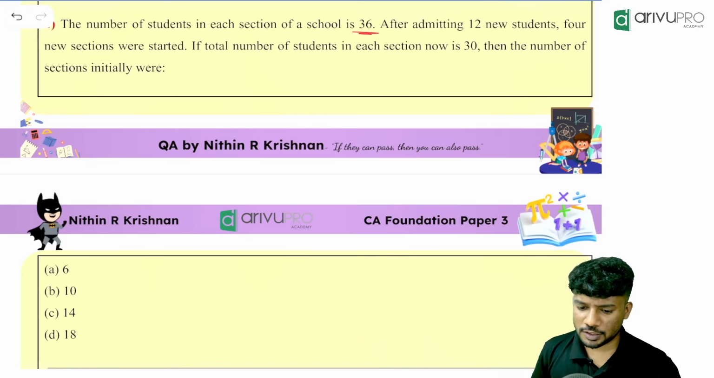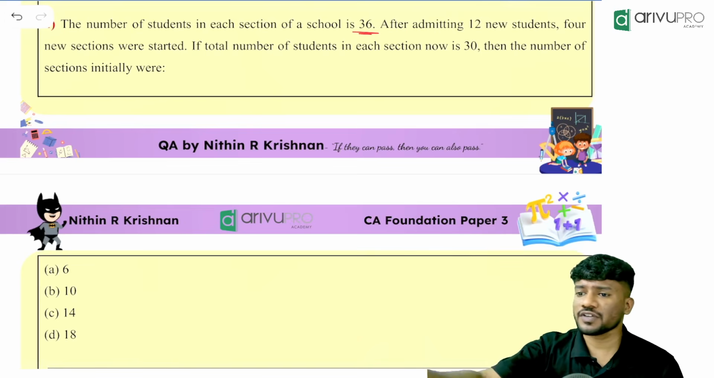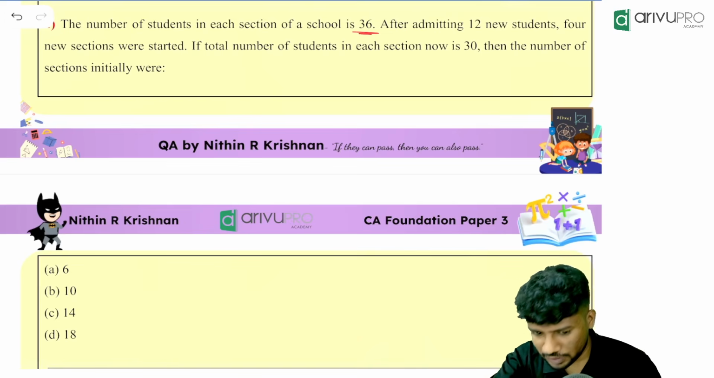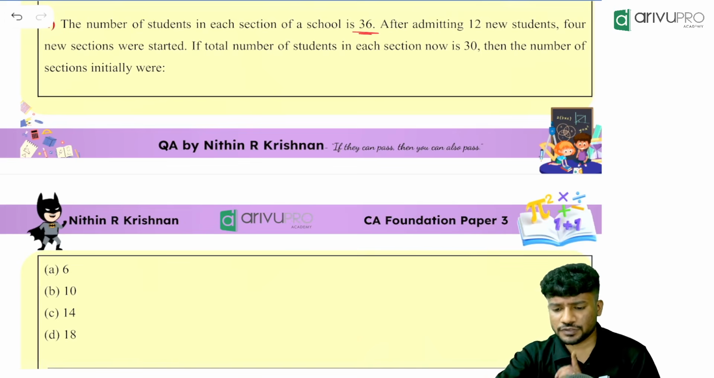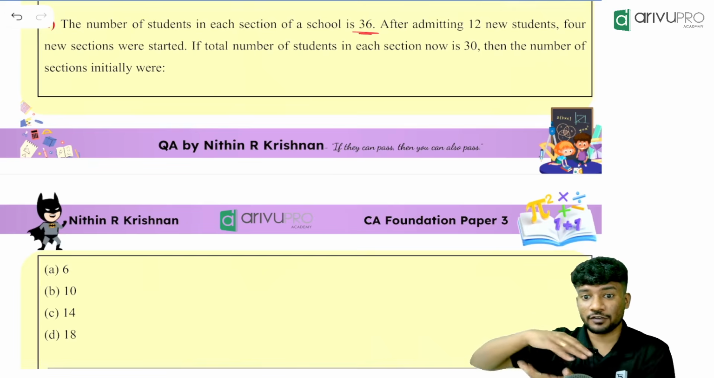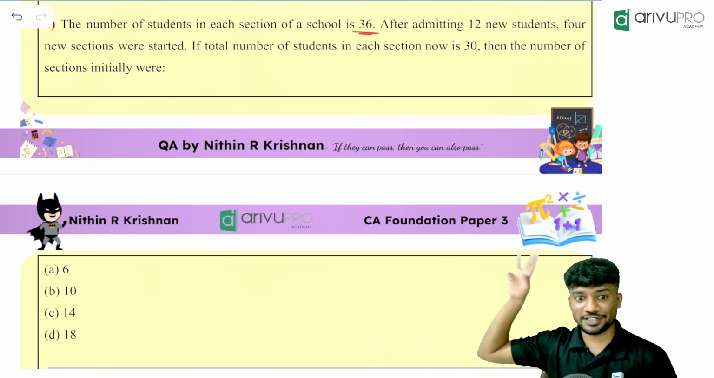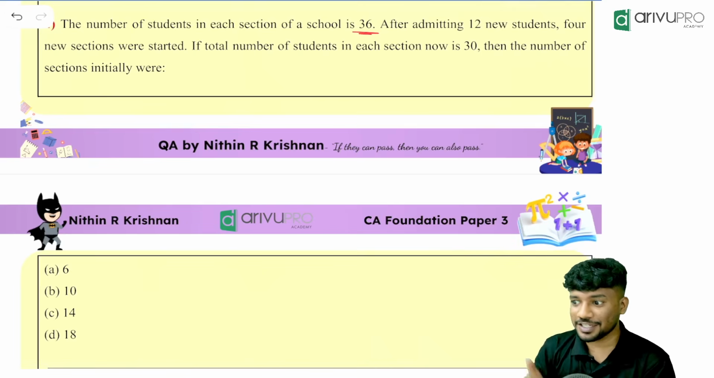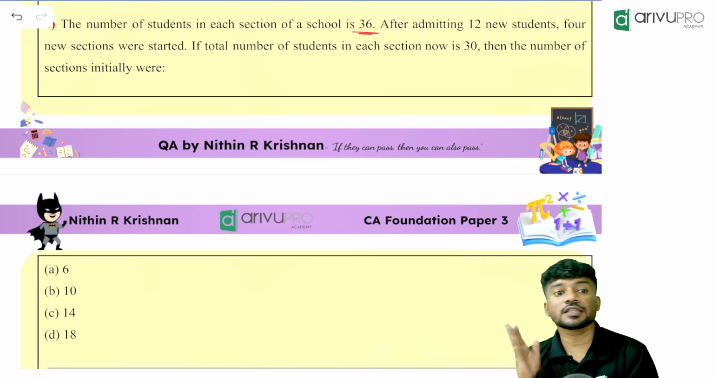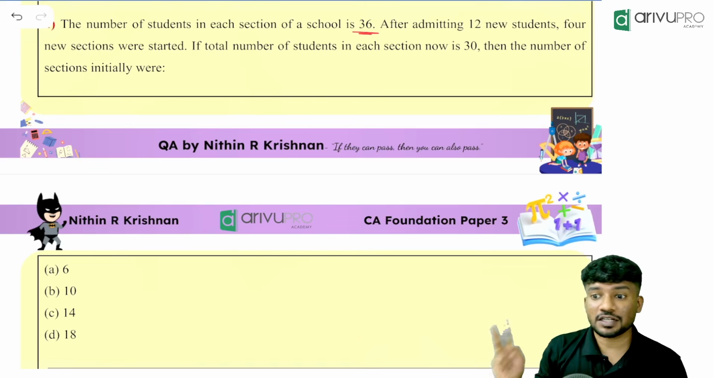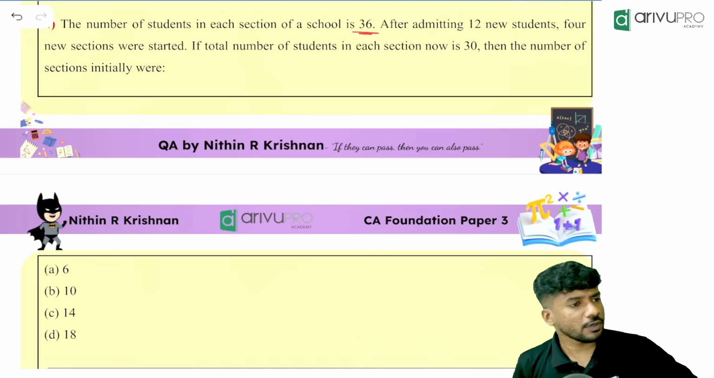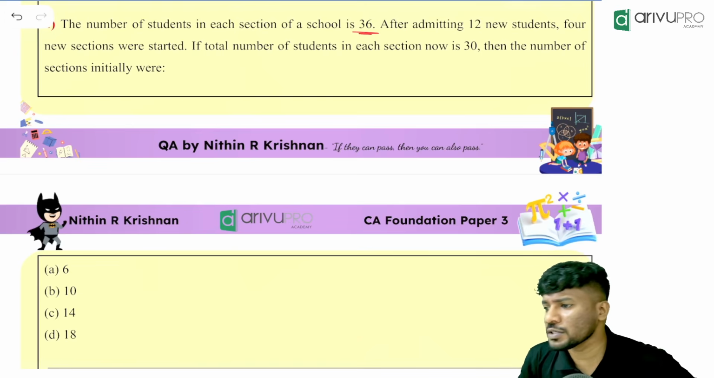How many more sections? 4 more sections were started. That is the given thing. If the total number of students in each section is now how much? 30. That means you and your friends are now in different classes. Initially 36 were there in a single class. Now only 30 are there in a single class. Then the number of sections initially were how much is the question.